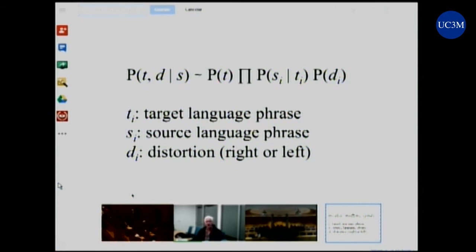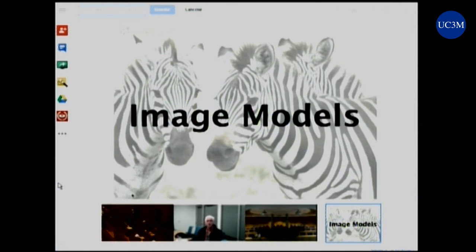And that's the formal model. I won't go into the details of that. Instead, I want to move along from text to now talk about images.